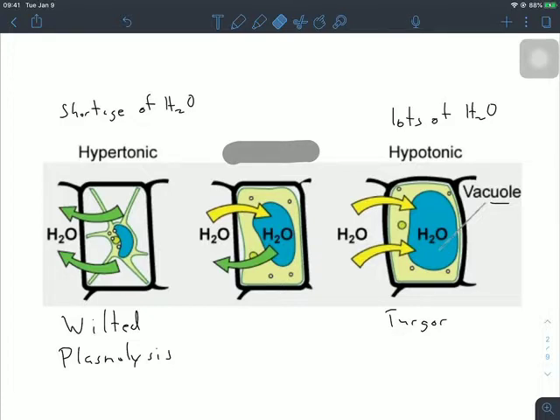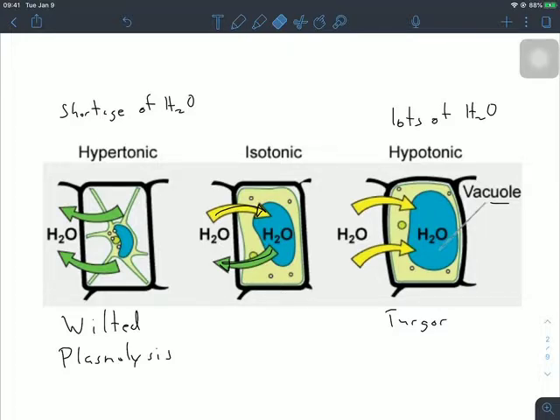Now, if there is a balance where water can move in and out at the same rate, the plasma membrane may not be pushing super strong against the cell wall, but it's not totally collapsing. That kind of solution would be considered isotonic.